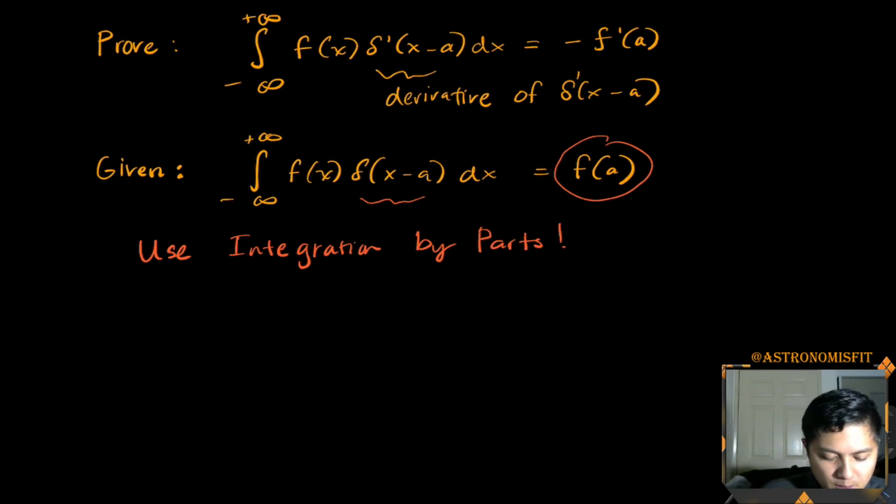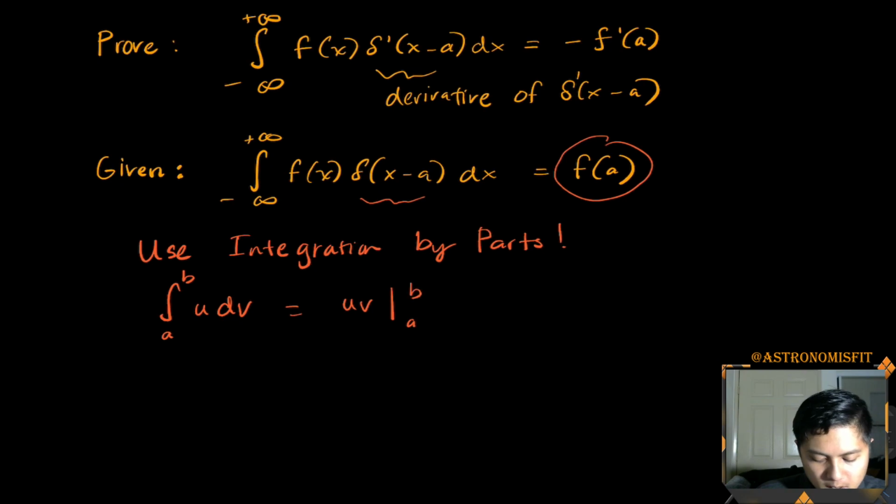And remember integration by parts, it's the formula where you have an integral that looks like u dv, and you have 2 points, a to b. This equals uv from a to b minus integral a to b, then we have v du.